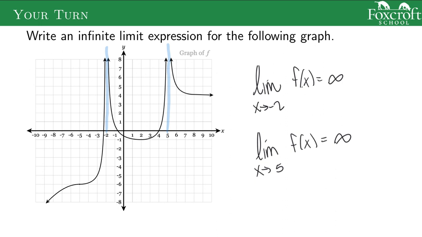These two also imply the other 4 you could have written. You could have written -2 from the left goes to infinity. You could have written -2 from the right goes to infinity. 5 from the left, 5 from the right. But because the two sides agree, the full limits also exist. So the simplest way to write it would just be the two full limits. But there are basically 6 different limit expressions you could write for this function.